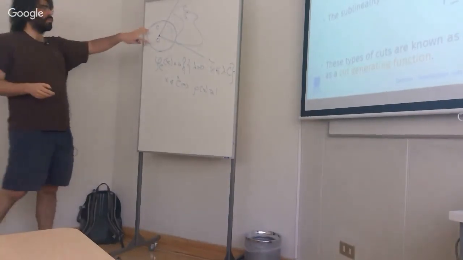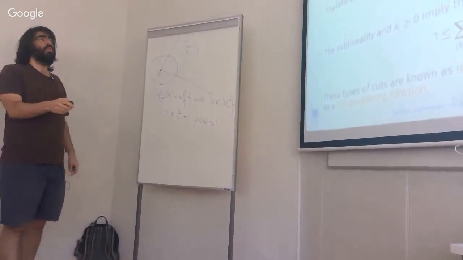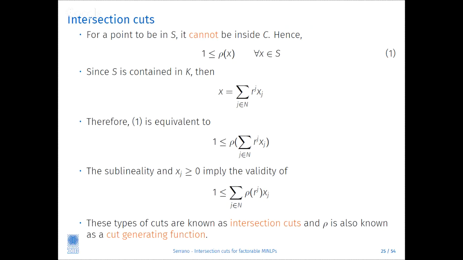And we also said that there was this cone that contained the feasible region, so we can write any feasible point as a conic combination. So this is actually a cut. This is already a separating inequality, right? If one plugs in 0, one gets 0 here, so it's violated. But this is nonlinear. So one is equivalent to replacing the x by the conic combination, and then one applies the sublinearity of the function to get this linear inequality. Okay? So these are intersection cuts, and the rho function there is known as a cut generating function.